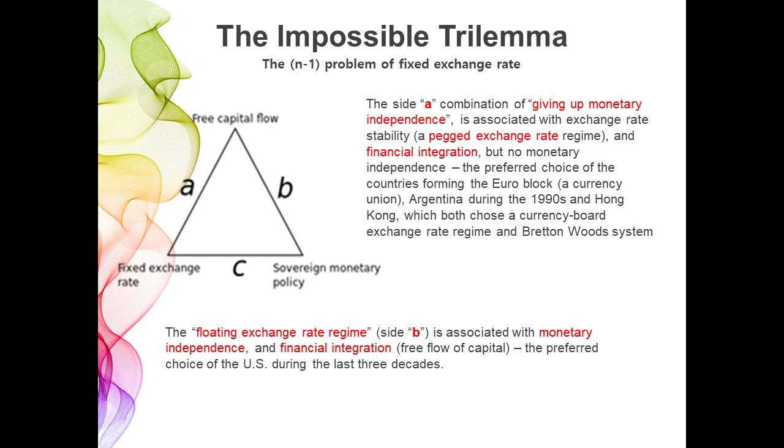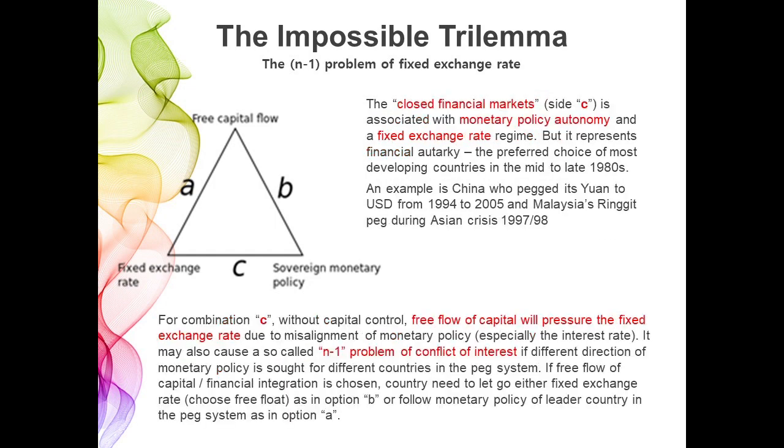This is the preferred choice of the countries forming the Euro bloc, which is a currency union. Examples include Argentina during the 90s and Hong Kong, which both chose a currency board exchange rate regime, and the Bretton Woods system. The floating exchange rate regime, side B, is associated with monetary independence and financial integration, free flow of capital. This is the preferred choice of the United States during the last 3 decades.